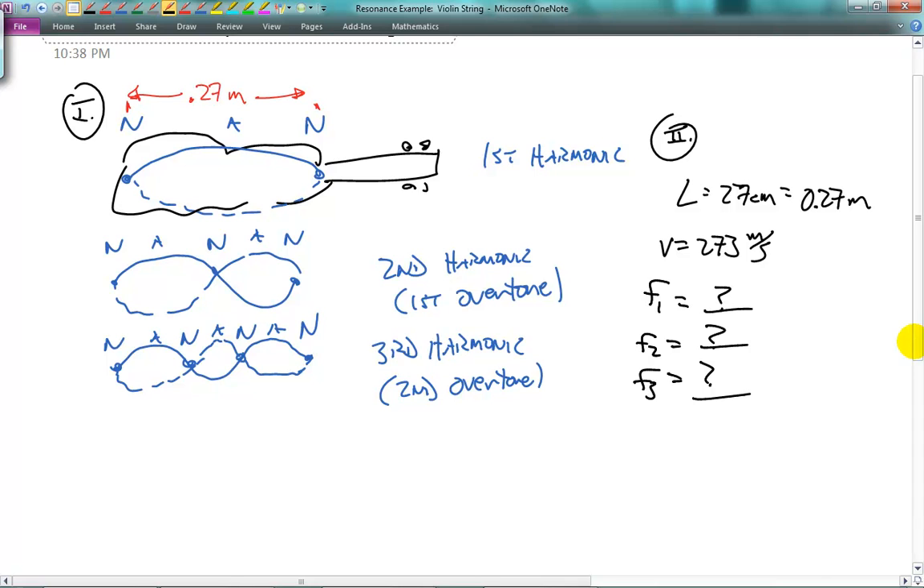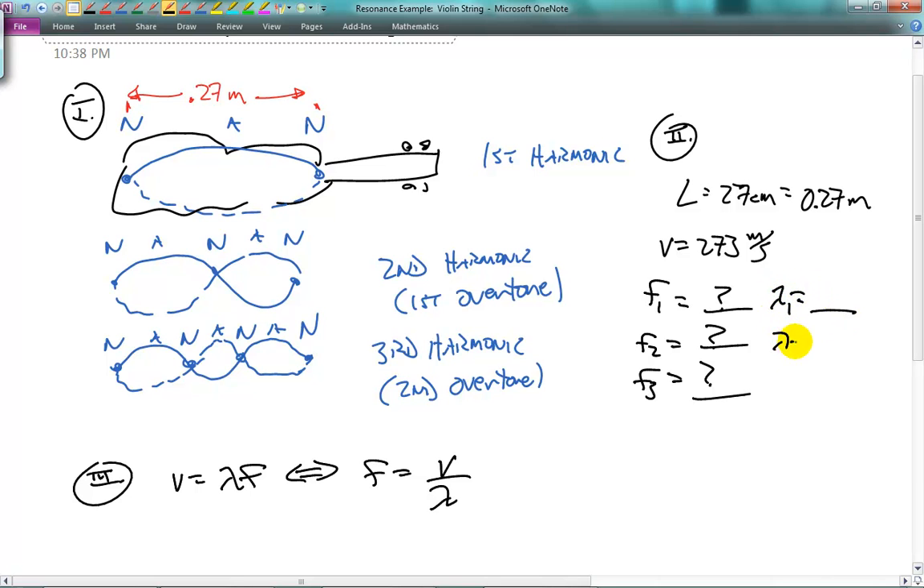Okay? So in step 3, there's only one equation that relates frequency and velocity and length, but it's the wave speed equation. Velocity is equal to wavelength times frequency, or if we rearrange this, frequency is simply equal to the velocity of the wave divided by the wavelength. So the tricky thing is we have 3 different wavelengths for each harmonic. So to solve this, we really need to know lambda 1, lambda 2, and lambda 3. And we can get that by looking at our picture here.